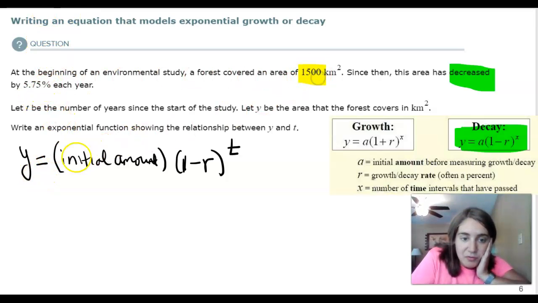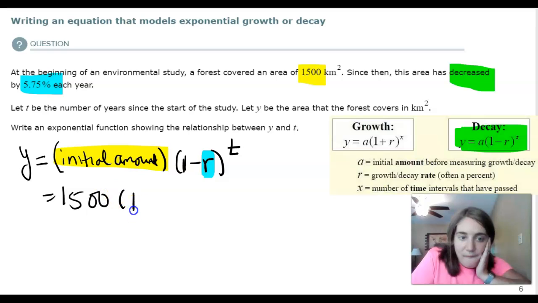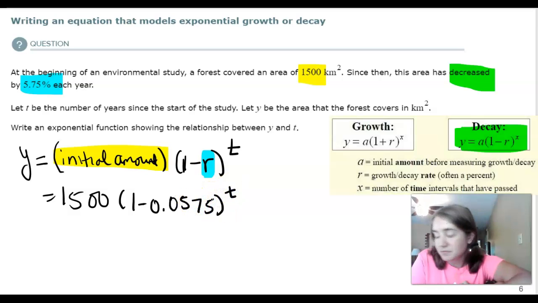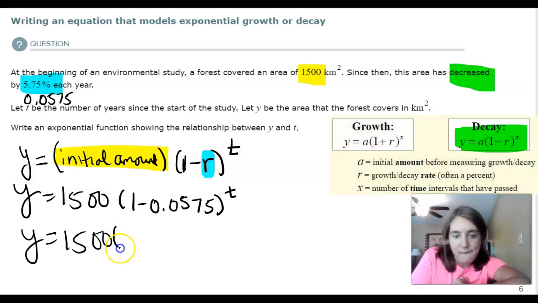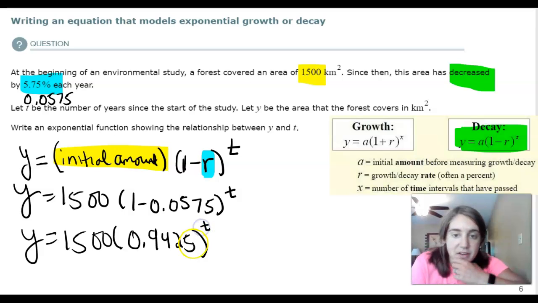So my initial amount is the size of the forest. I decreased by that. So my initial amount, this as a decimal would simplify to that. So I use my variables y and t.